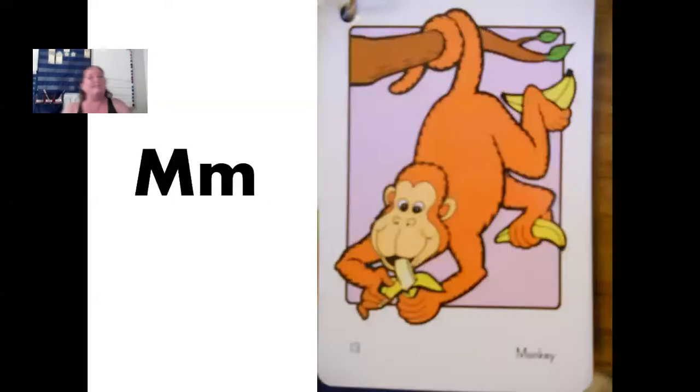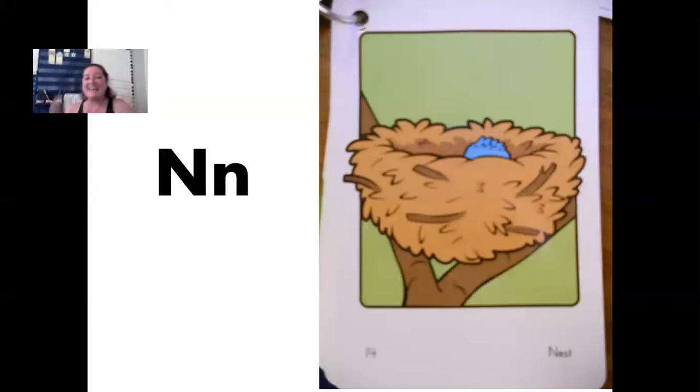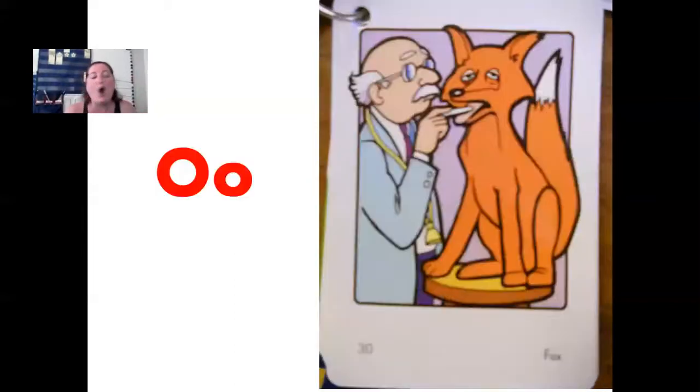M, N, O. Now look at O, it's red again, so 2 sounds. So short sound is ah, and long sound is O. So ah and O, ah and O.